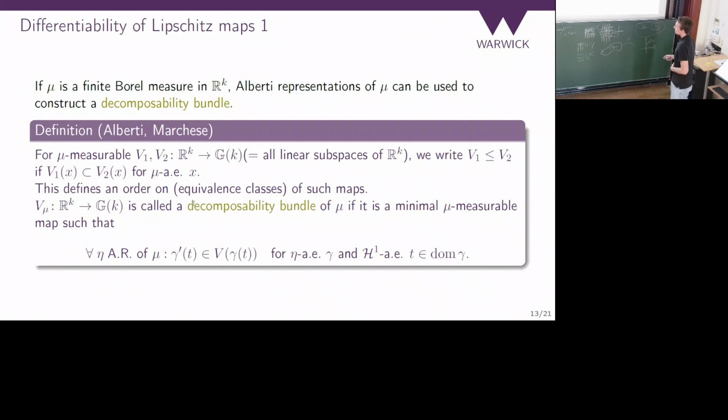And what you can prove is this. V mu, which is an instance of a map such as this, is called the decomposability bundle of mu if it is a minimal mu measurable map which satisfies this condition, which should look exactly the same as the one we had for the weak tangent field, right? So for every Alberti representation, if you look at almost every gamma, the direction of gamma has to be in this vector space that I have attached at that point. And this, of course, must again hold only at H1 almost every t in the domain.